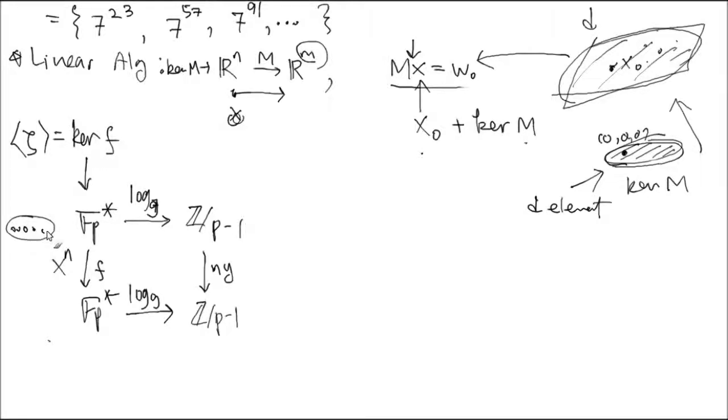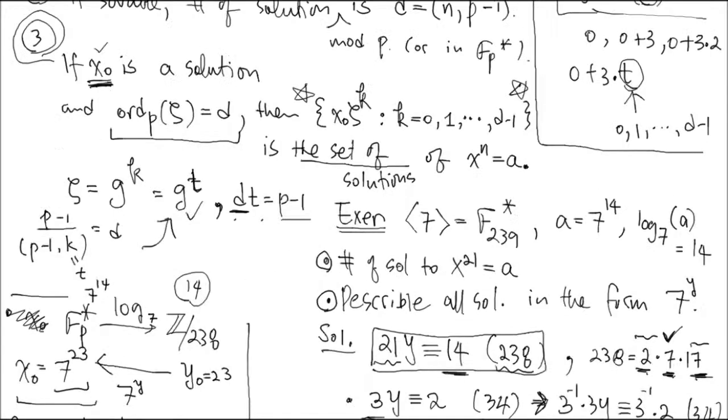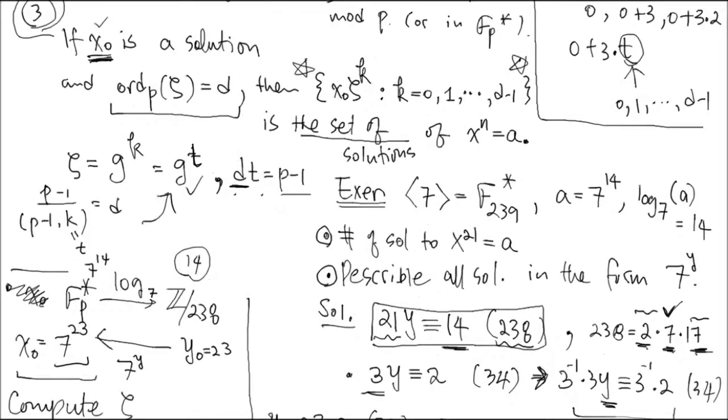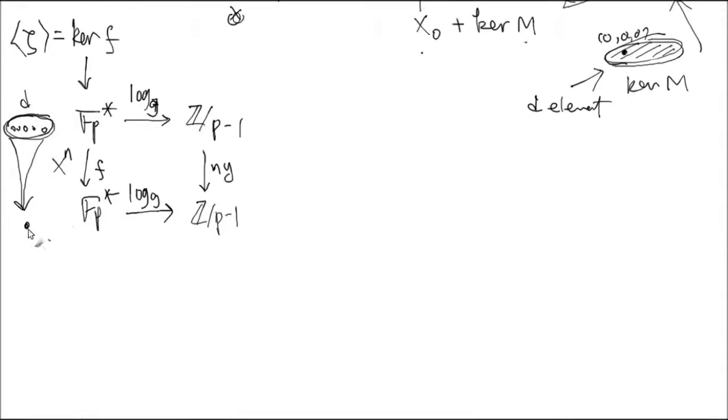How many elements are here? D elements. They're all going down to 1 element there. That's the situation. This map, x to the n, takes the bunch of d elements there and collapses it down to 1 element. What are these d elements described here? Those are exactly this thing: one particular element multiplied by the powers of zeta. Those are the fiber. That's the geometric term. Fiber. D elements map down to the d elements.